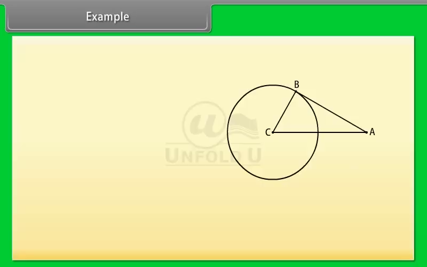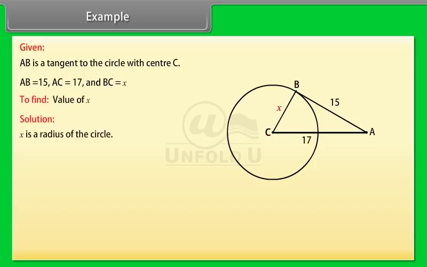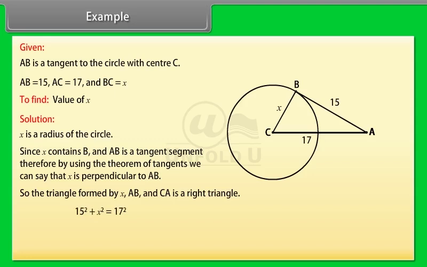Example. Now look at this figure. We can see that AB is a tangent to the circle with center C. AB is 15, AC is 17, and BC is x. We have to find the value of x. We can see that x is a radius of the circle. Since x contains B and AB is a tangent segment, by using the theorem of tangents, we can say that x is perpendicular to AB. So the triangle formed by x, AB and CA is a right triangle. Now by using the Pythagoras theorem, we get 15 square plus x square is equal to 17 square, or x square is equal to 64, which gives us x as 8.